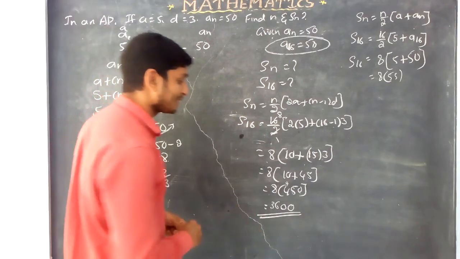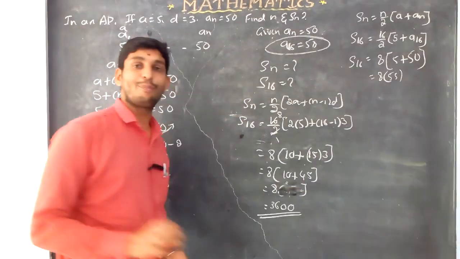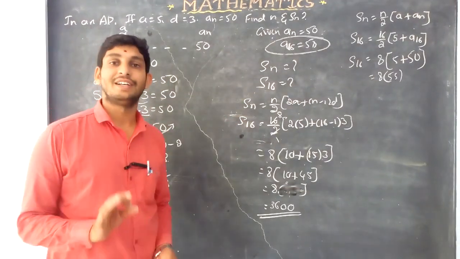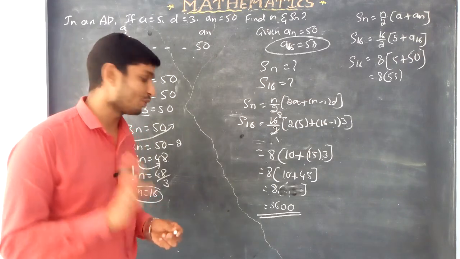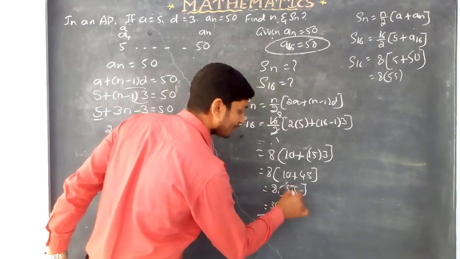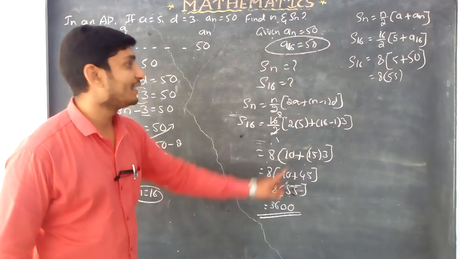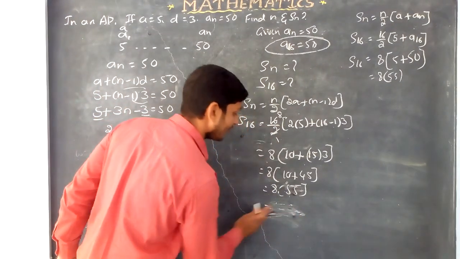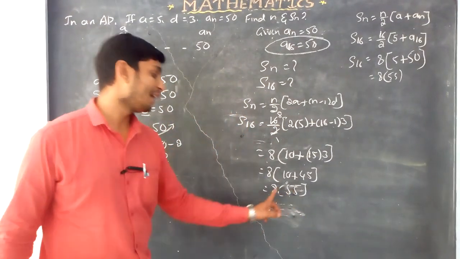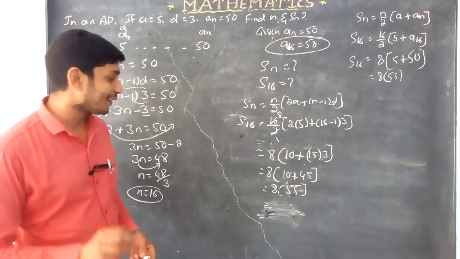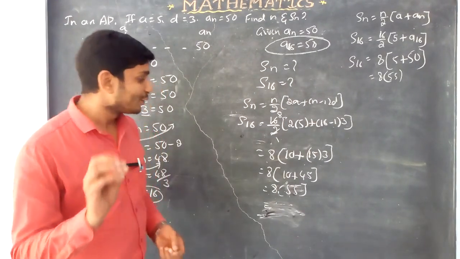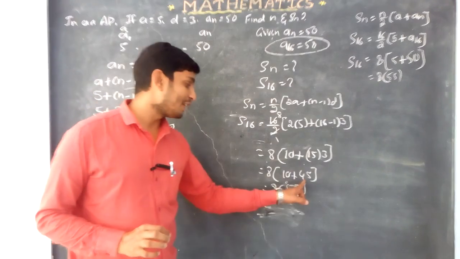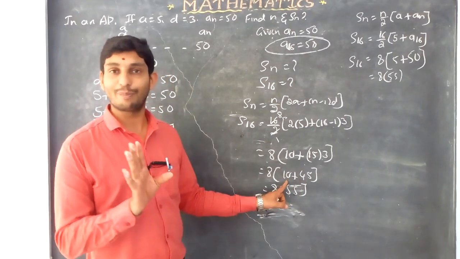Sorry, 45 plus 10, we made a mistake here. Sorry, we made a blunder here. Sorry from my side. Sometimes mistakes happen. 45 plus 10 is how much? 55. Yes, 55 eights. It is not 450 into 8. Sorry, it is a mistake from my side. It is not 45 into 10, it is 45 plus 10, which is 55.